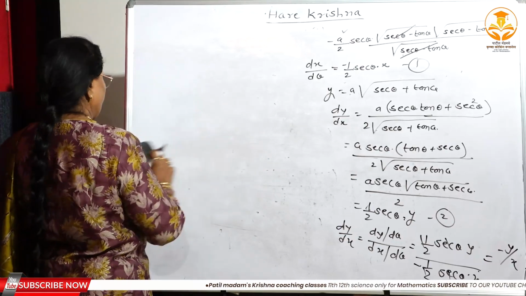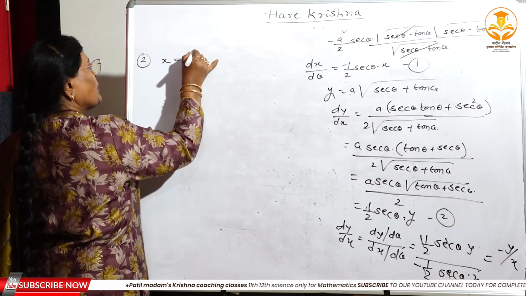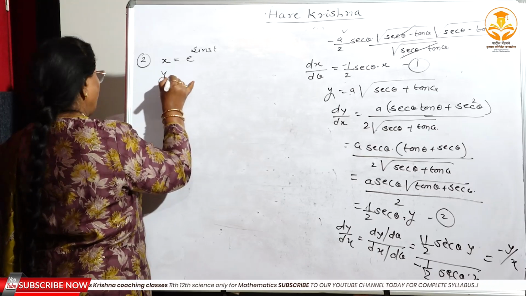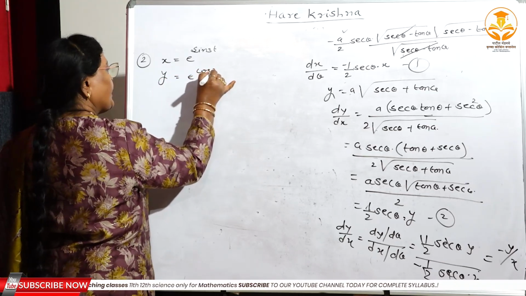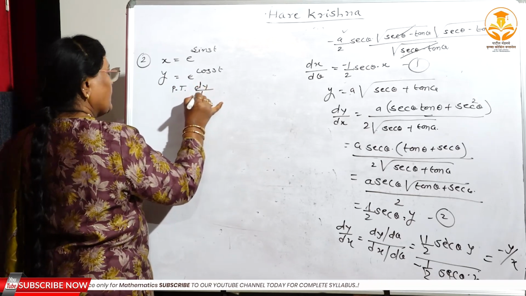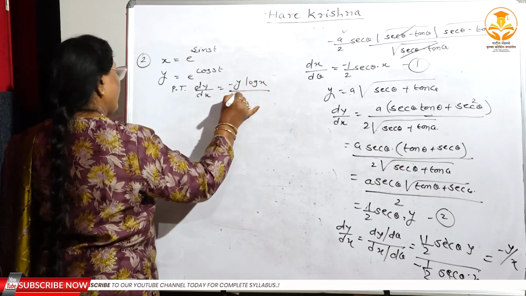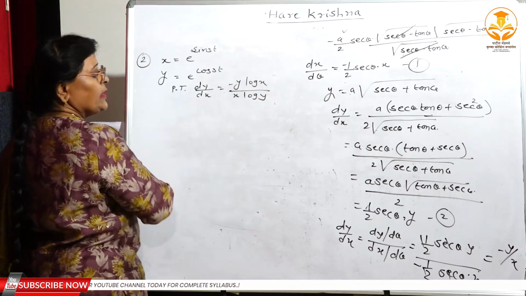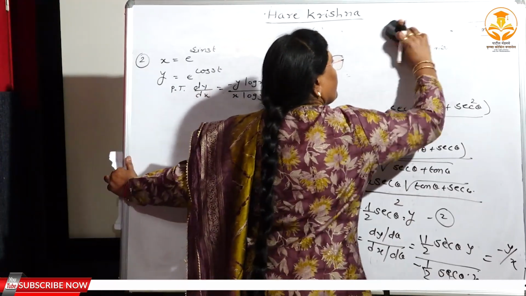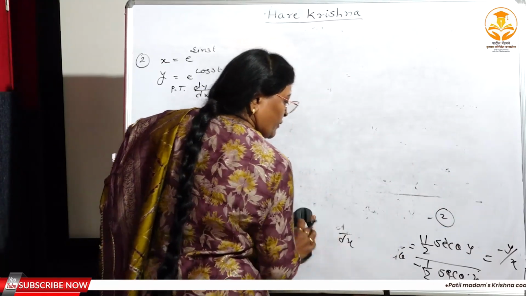Second one. Here again, if you observe this, x is equal to e raised to sine 3t, right? And y is equal to e raised to cos 3t, and you have to prove that dy by dx is equal to minus y log x divided by x log y. See this problem. Again I will rub this. Then you can proceed to the next problem.